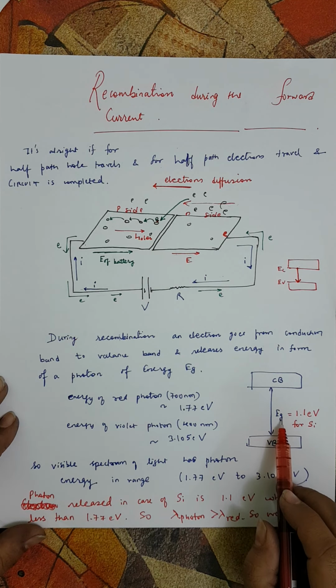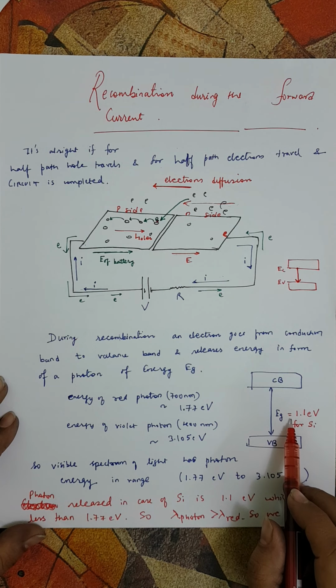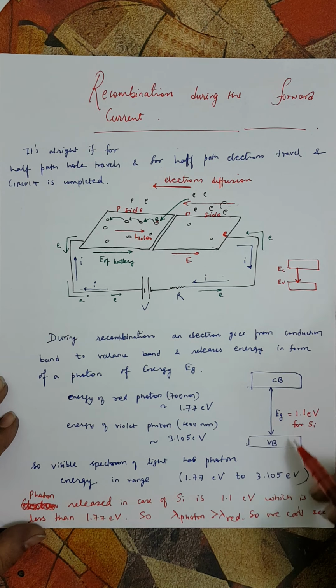For example, the conduction band of silicon and the valence band of silicon are shown here, and we know that the energy gap is 1.1 electron volt for silicon.